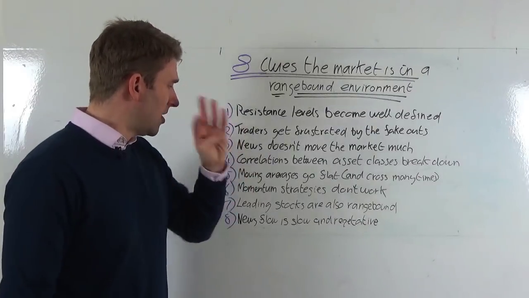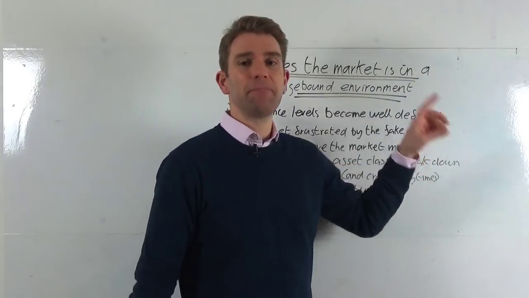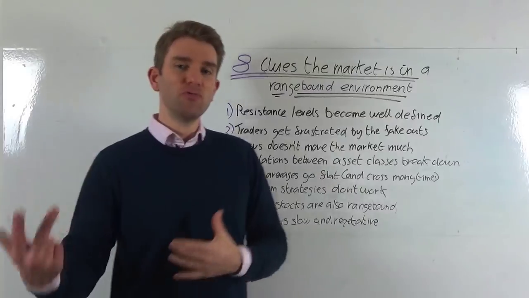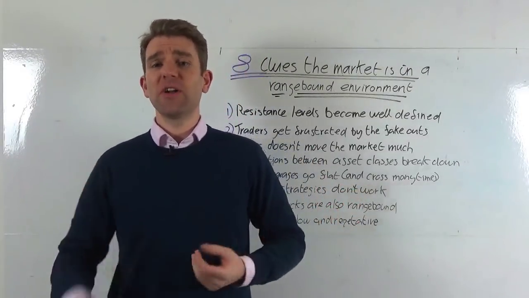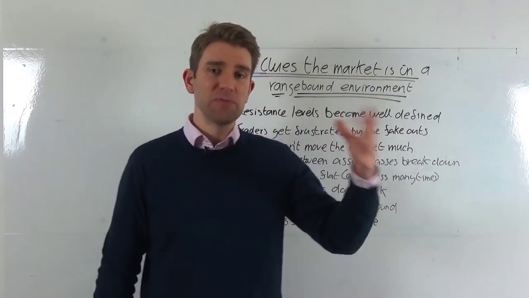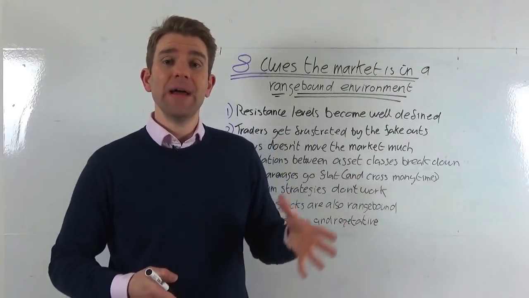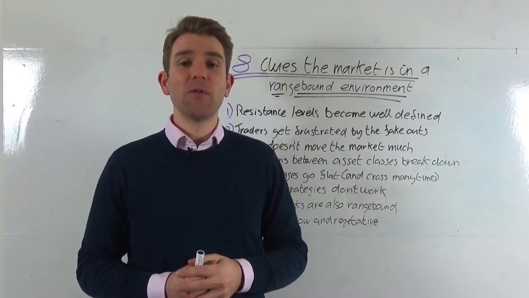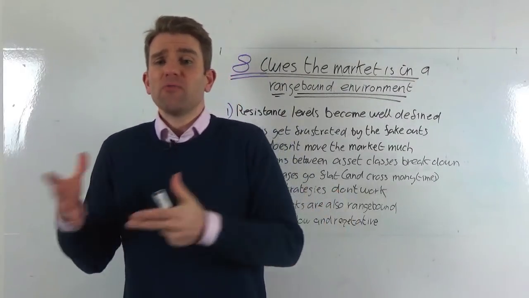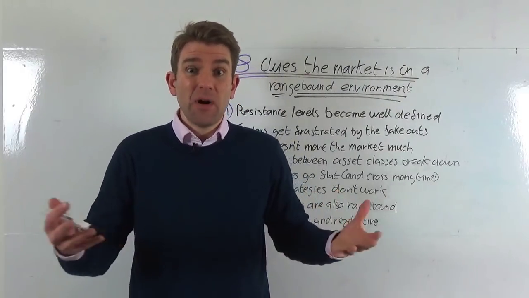All right, number 4, correlations between asset classes break down. This is quite a common one, and actually this can screw you over if you're trading a pair trading strategy like gold against equities, or bonds against equities, and you've got a correlation that has worked for a long time. It starts to break down in a range-bound environment because there's no reason for people to go on the risk-on, risk-off attitude, because the market's not going anywhere.